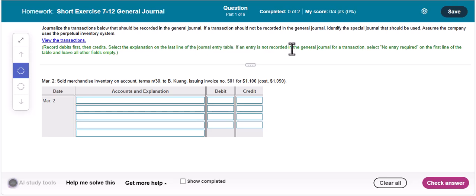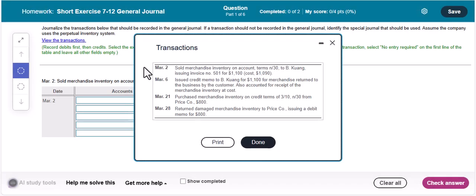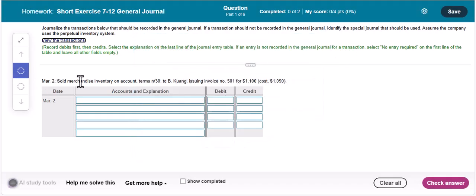If an entry is not recorded in the general journal for a transaction, select no entry required on the first line of the table and leave all other fields empty. Alright, so you can view the transactions here, or they are also above each journal entry. So we have March 2nd, sold merchandise inventory on account, terms net 30 to B Kong, issuing invoice number 501 for 1,100, cost 1,090.